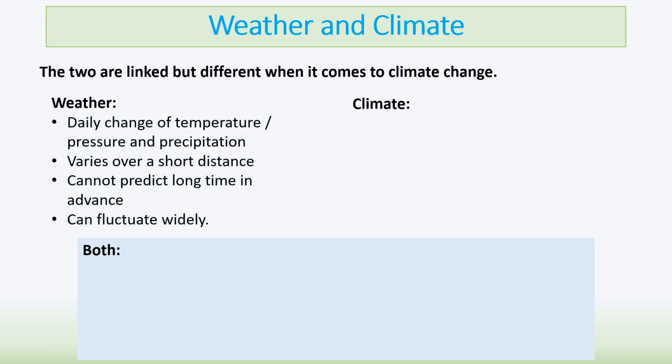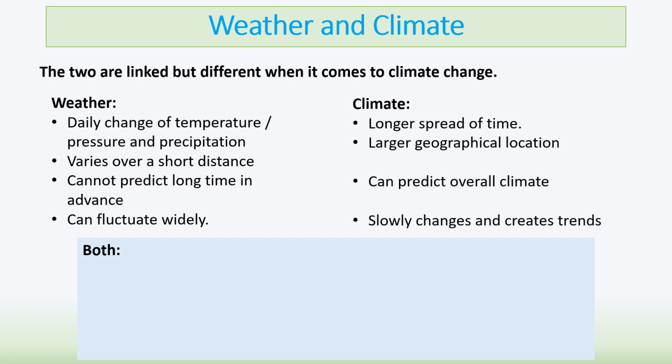So the weather is a daily change of temperature, pressure and precipitation. It varies over a short distance, it cannot predict a long time into the future, and it can fluctuate widely. For example, I live about 6 miles away from Bromsgrove, and when we once had a thunderstorm at Bromsgrove, I rang home and my wife said there was no storm there. So that is over a short distance, and the thunderstorm didn't last for ages, so it was a short amount of time. As soon as it finished, the sun came out.